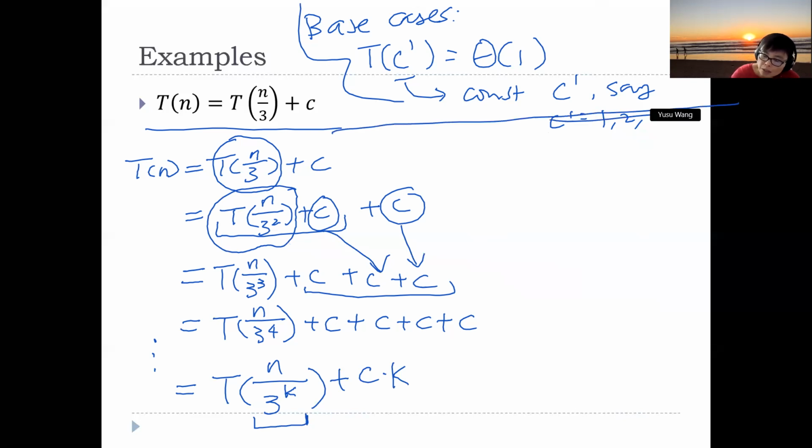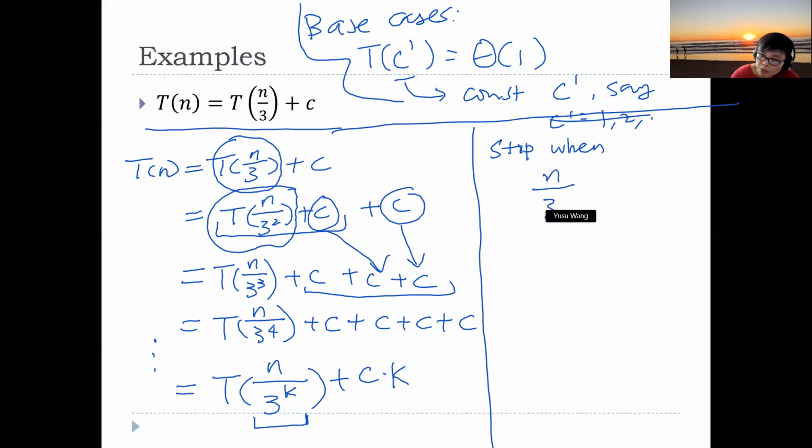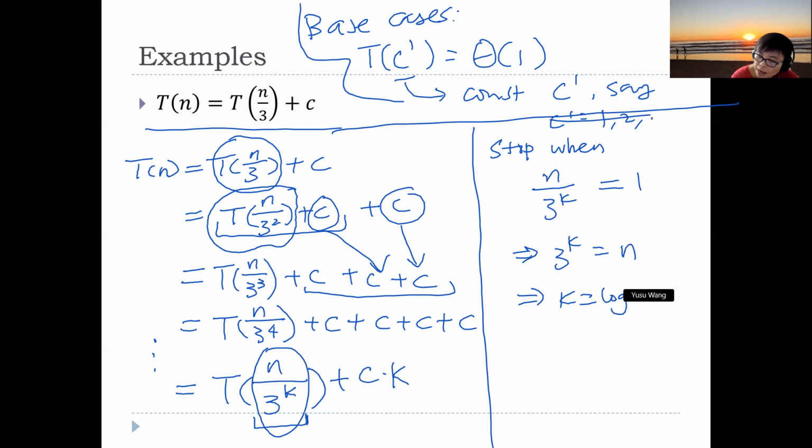We say that we stop when n over 3 to the k, namely what's inside, is constant, equal to 1. That means that 3 to the k equals n, so k equals log n, but base 3. This is when we stop. So we plug it in here.